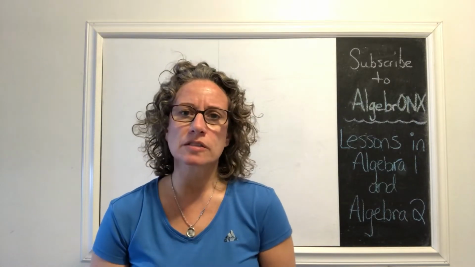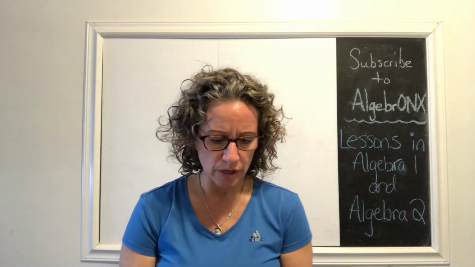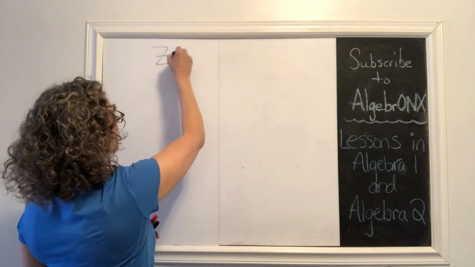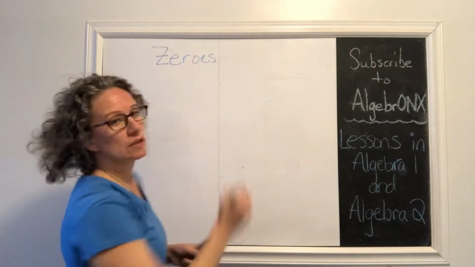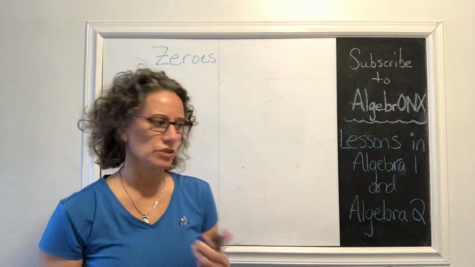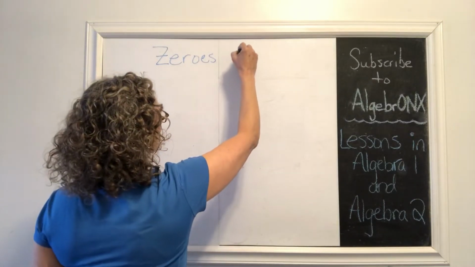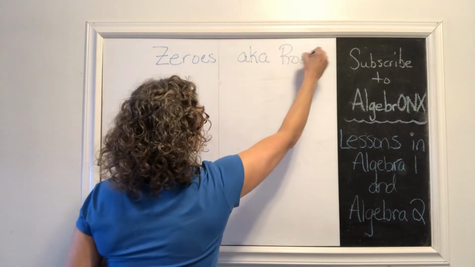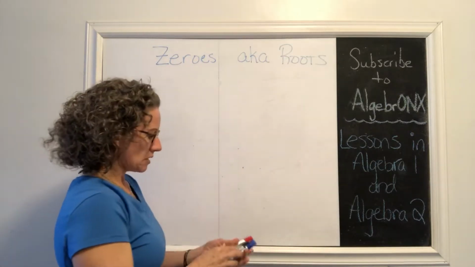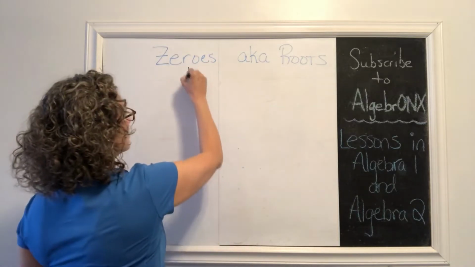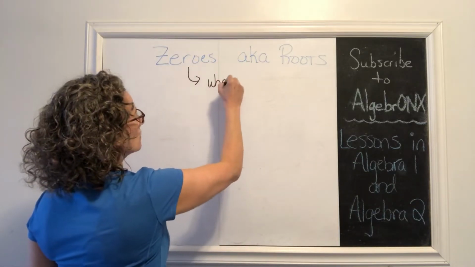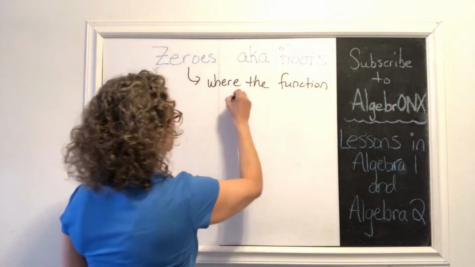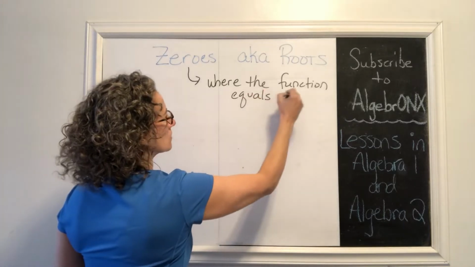So finding the zeros of the function, a zero is otherwise known as a root of the function. It's the same word whether it's spelled with an es or just an s. They're the same, AKA roots of the function. So basically a zero of the function means where the function equals 0.